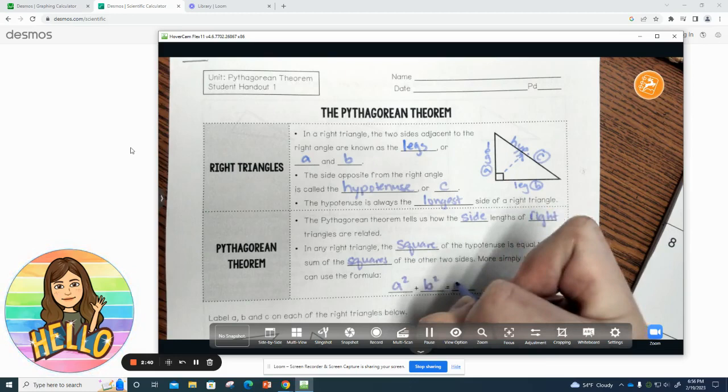Now, first of all, I found that this was C by looking at my 90-degree angle and going directly across from it. So I know that either of these could be A or B. I'm just going to say 12 is A. 12 squared plus 7 squared. 12 squared is 144. 7 squared is 49. And then I got 193 as my answer there.